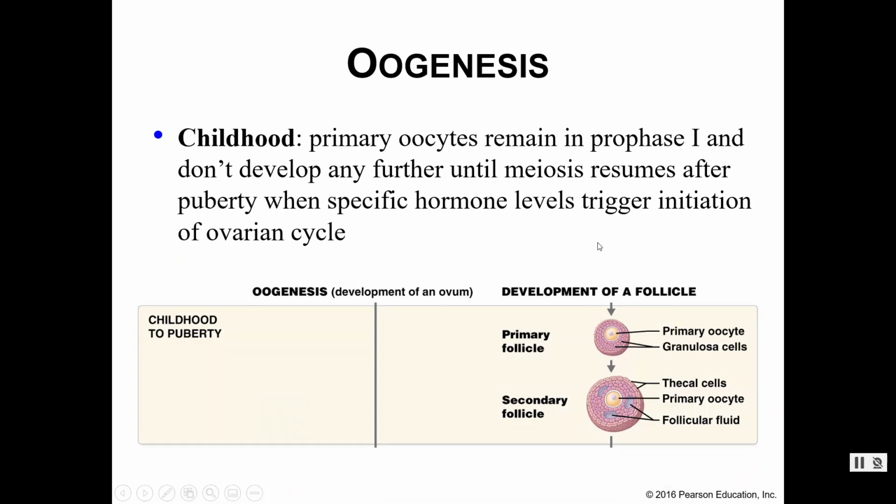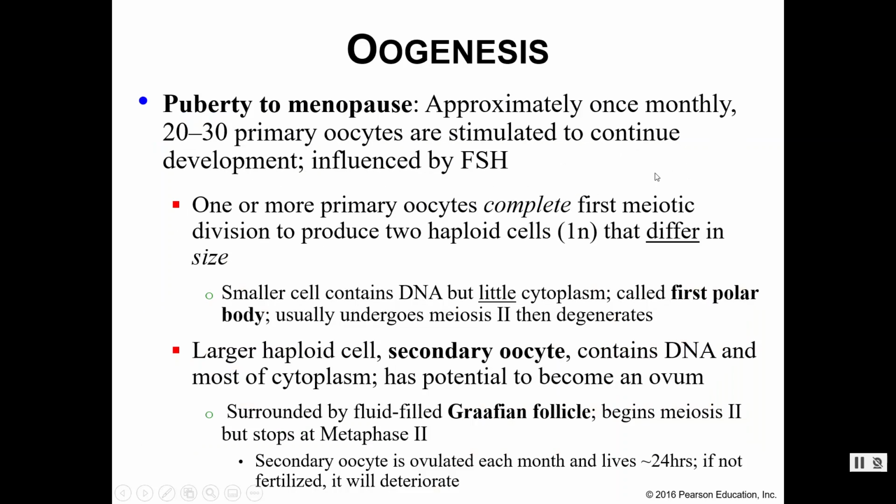Now, throughout childhood, nothing changes to the eggs, the primary oocyte. It just chills out. You'll notice that hormone levels cause the follicles to develop a little bit more, but the primary oocytes themselves are just hanging out. Now, when the hormones really start to change to trigger the ovarian cycle during puberty, that's when some fun things are going to start to happen.